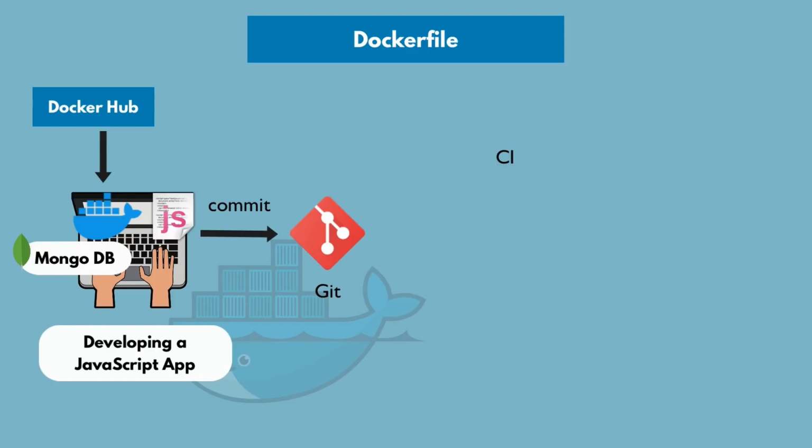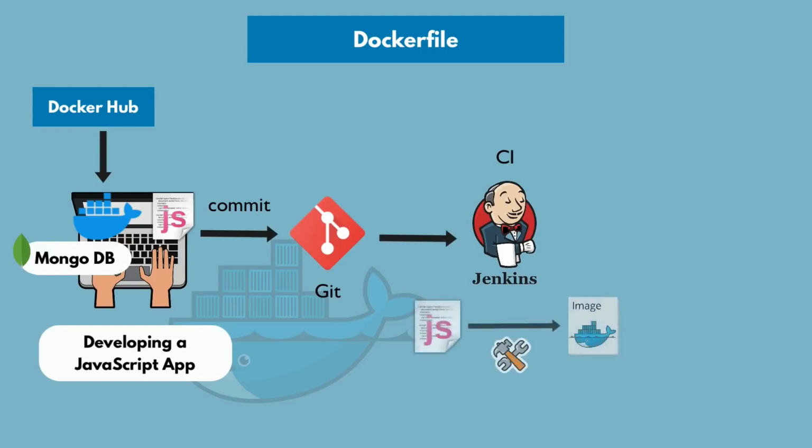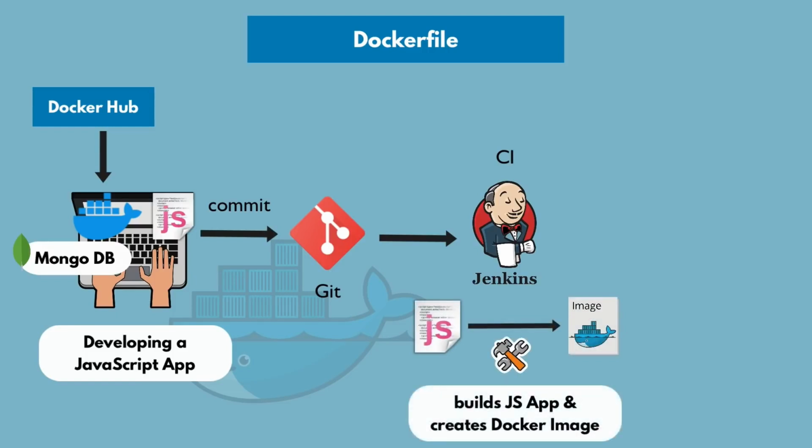So after commit, you have a continuous integration that runs. So the question is, what does actually Jenkins do with this application? When it builds the application, so the JavaScript application using the npm build, etc., it packages it then in a Docker image and then pushes it into a Docker repository.